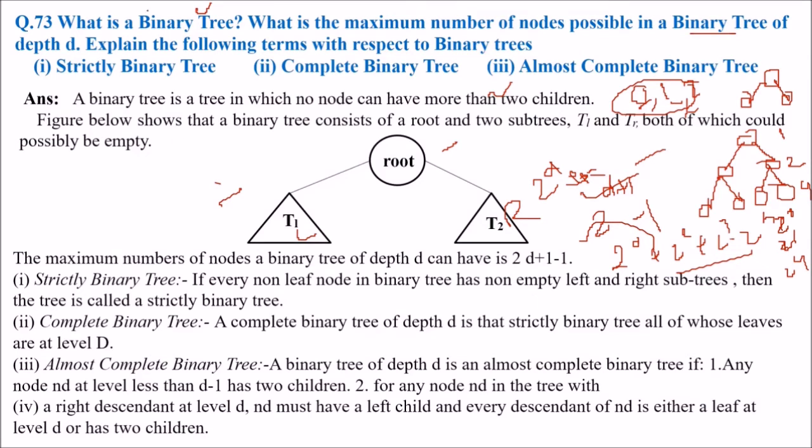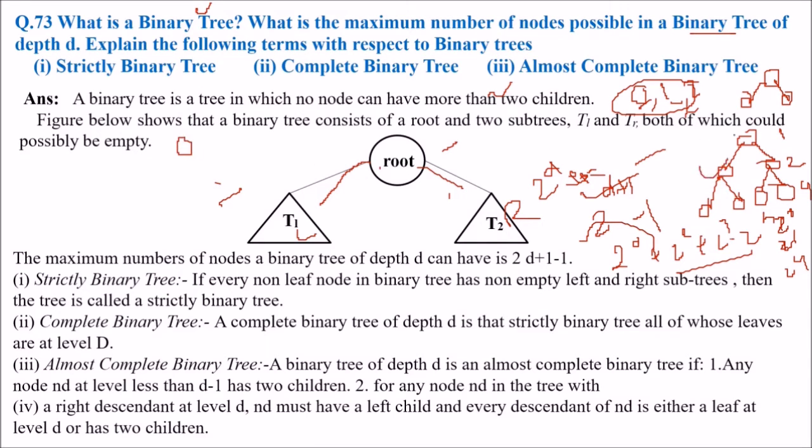So let us see the strictly binary tree, complete binary tree and almost complete binary tree. A strictly binary tree: if every non-leaf node in a binary tree has non-empty left and right subtrees, then the tree is called a strictly binary tree. This means that a non-leaf node has a non-empty left and right, so it has to have a left and right because it is not a leaf.